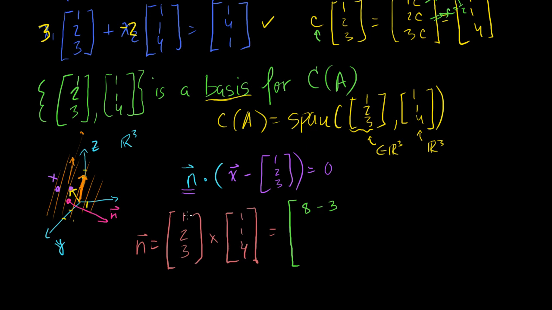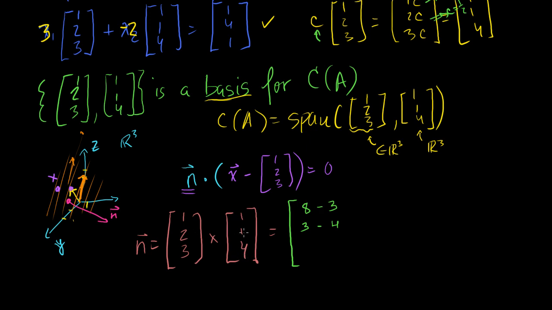And my temptation is to do 1 times 4 minus 3 times 1. But you reverse it. You do 3 times 1, so it's 3 minus 1 times 4, minus 4. Right? We've done that multiple times. You might want to review the cross product video if that seemed strange.